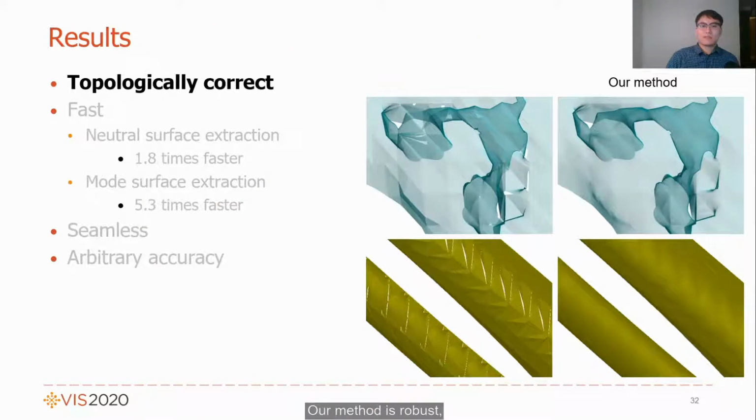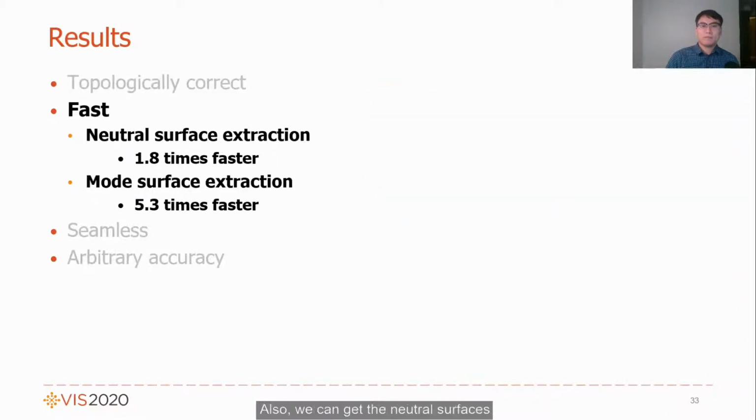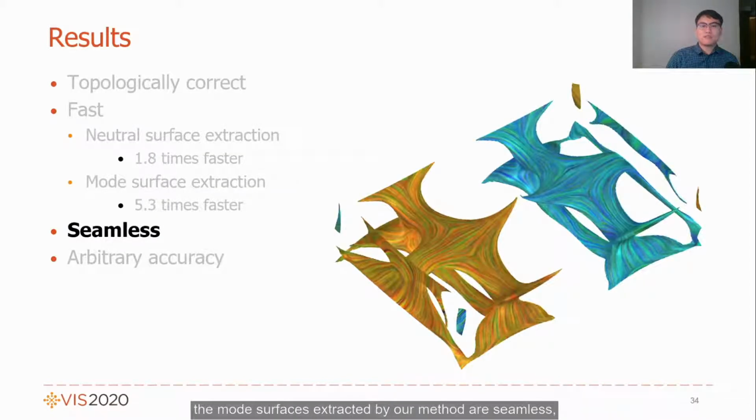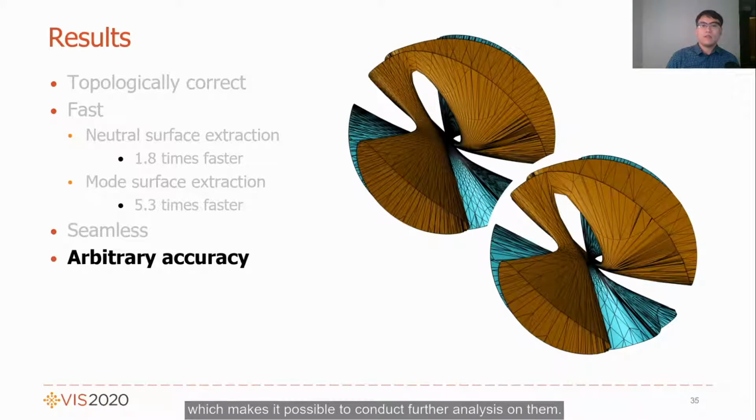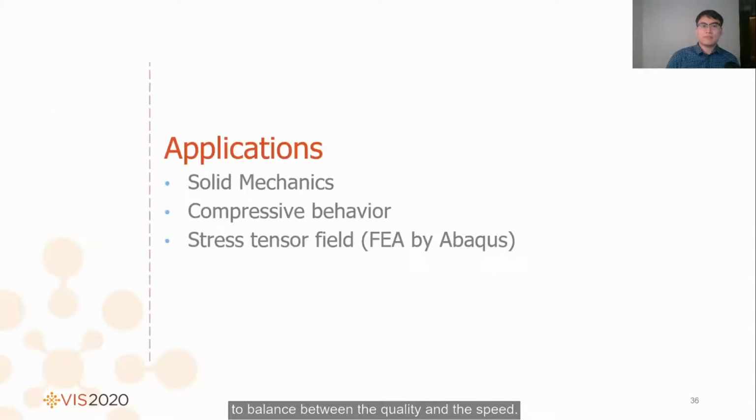Our method is robust. The results generated by our method contain fewer missing pieces. Also, we can get the neutral surfaces and the mode surfaces in a shorter time. The mode surfaces extracted by our method are seamless, which makes it possible to conduct further analysis on them. And the user can decide the sampling resolution to balance between the quality and the speed.